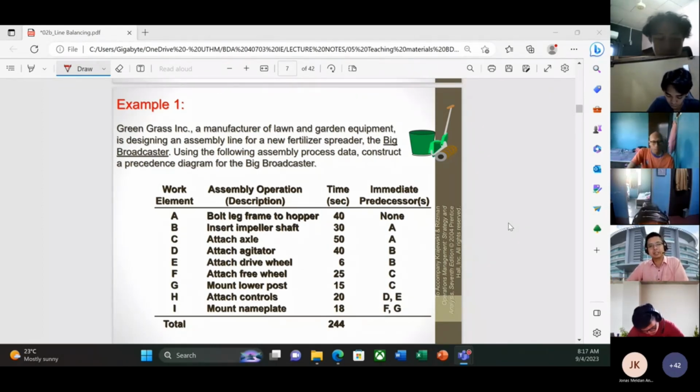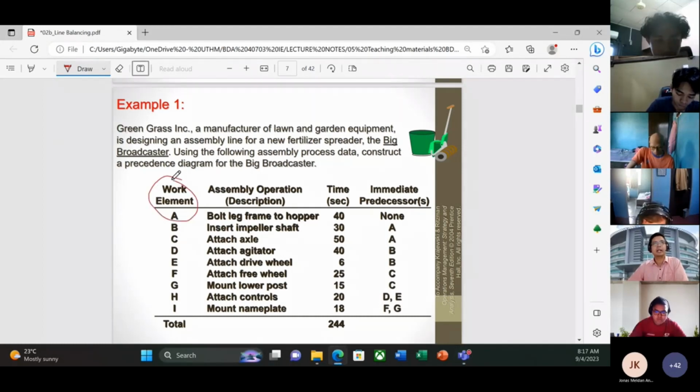Please copy down first the work elements A, B, C, D, E, F, G, H, I. So we have here work elements, each of the work elements A, B, C, D, H until I. We also have the assembly operation or description. Each work element has a time in seconds, and each work element also has an immediate predecessor.